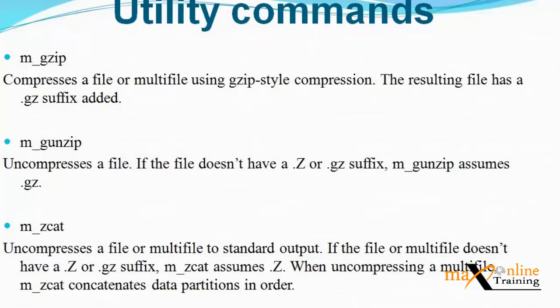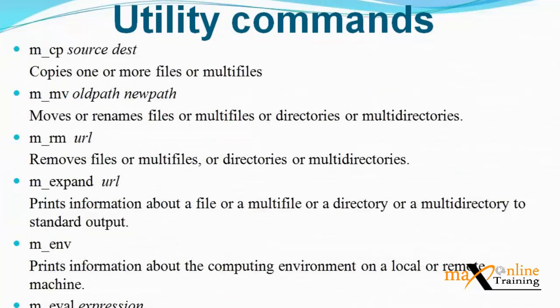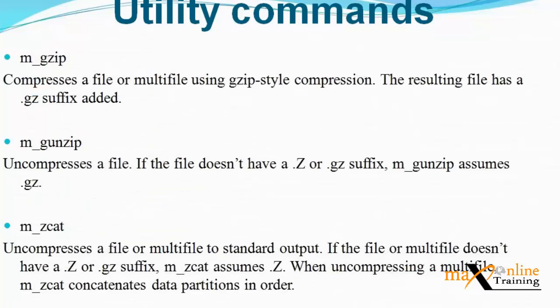The new commands which you need to keep in mind are m_env, m_eval. These are the new commands from the multifile system. The rest are just the counterparts from the Unix file system. Okay. So zip will compress a file, unzip will uncompress a file, and then m_zcat will uncompress a file or multifile to standard output. Actually, we'll be able to see the original output after uncompressing, after it removes the compressed behavior, so it will list the data to the standard output.